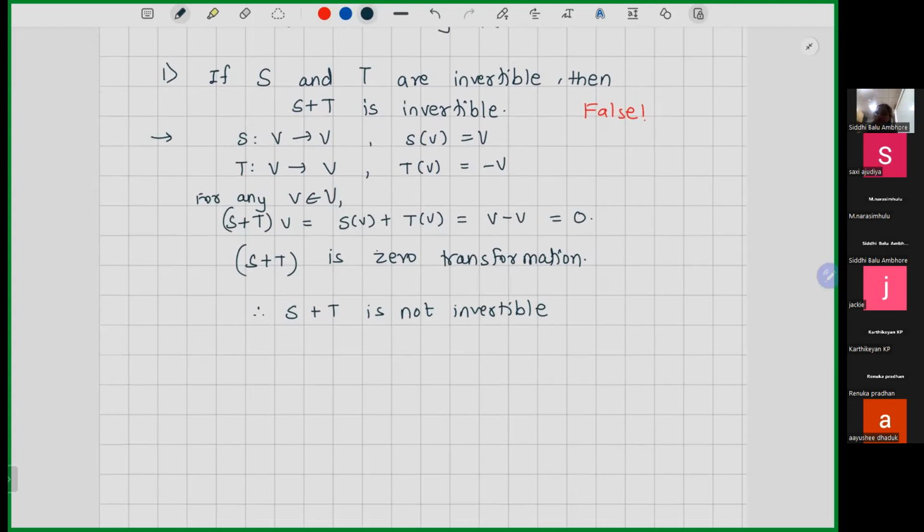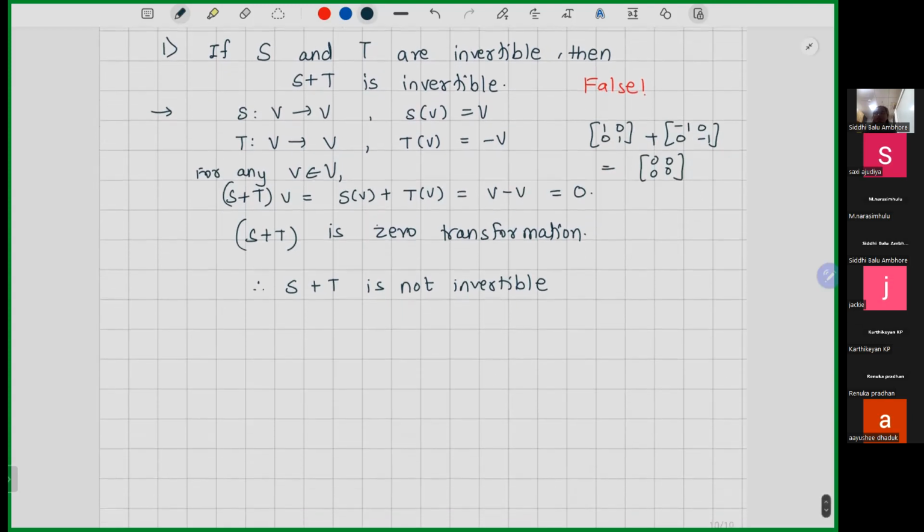You can do this with matrices also. If I take the identity matrix, this is invertible. Similarly, the negative of the identity matrix is also invertible. But if I add them, this is completely the 0 matrix, and it is not invertible. So if you can guess this with matrices, that would also work.